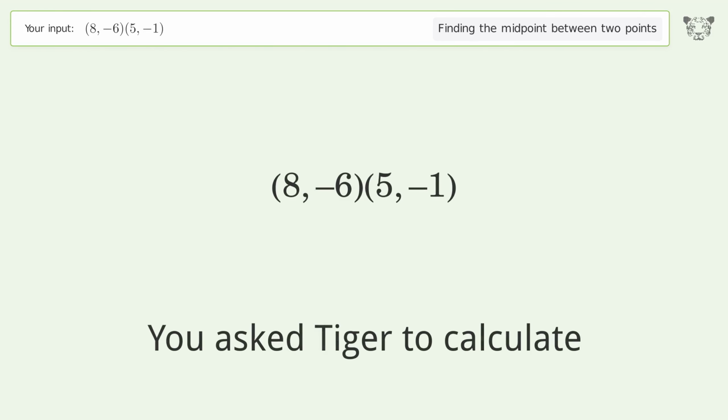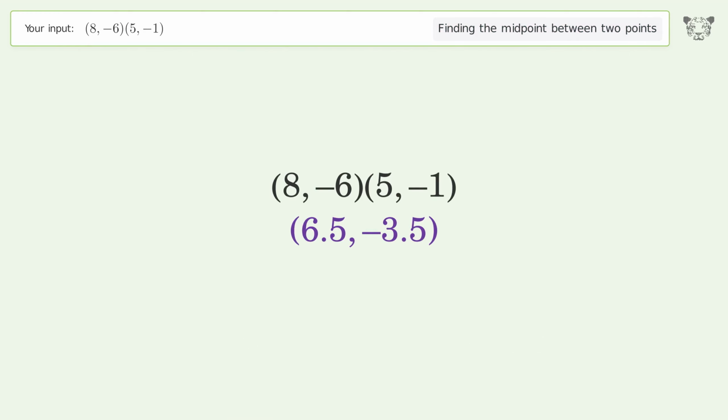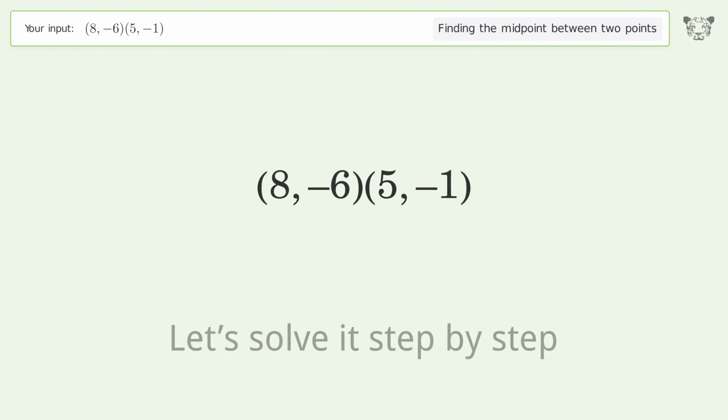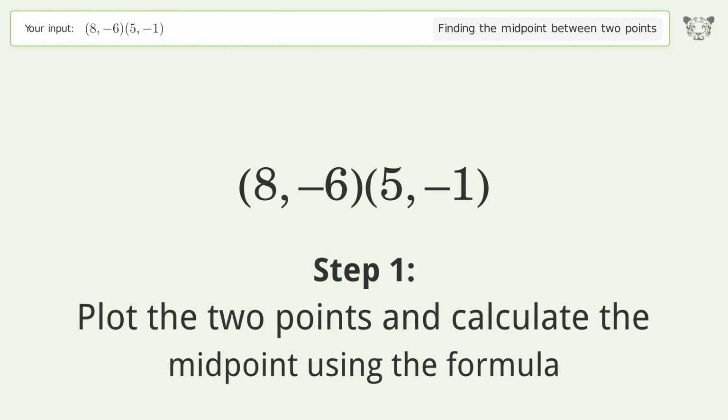You ask Tiger to calculate. This deals with finding the midpoint between 2 points. The midpoint between the 2 points is 6.5, negative 3.5. Let's solve it step by step. Plot the 2 points and calculate the midpoint using the formula.